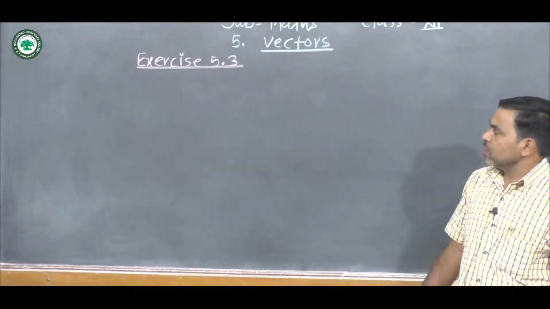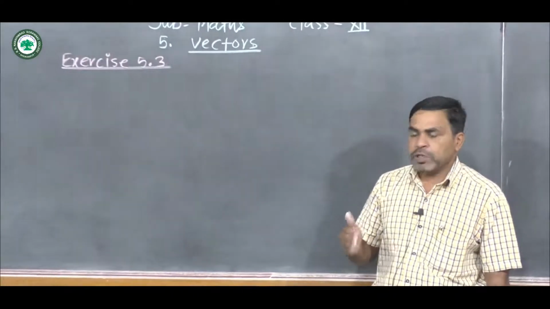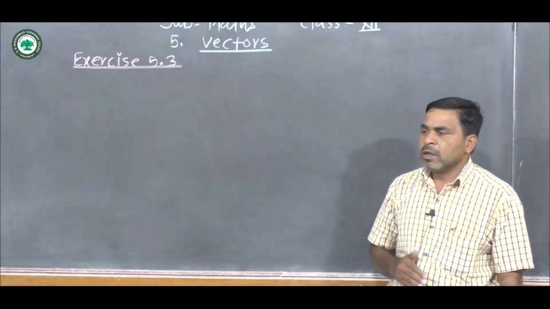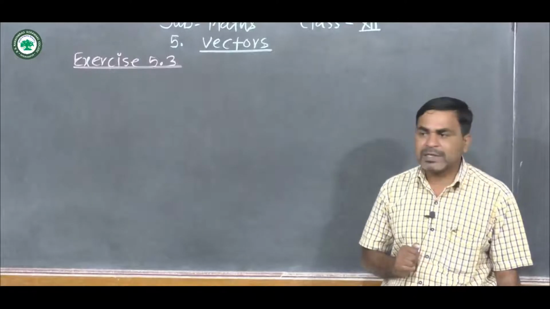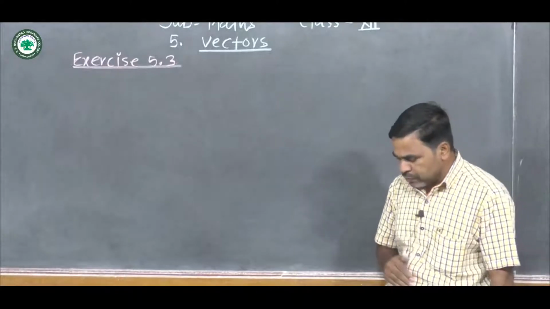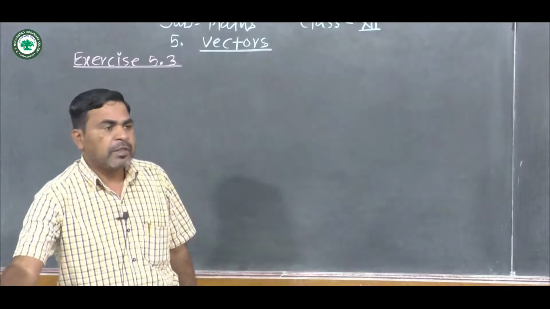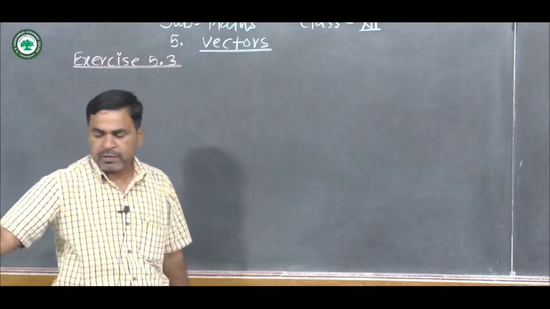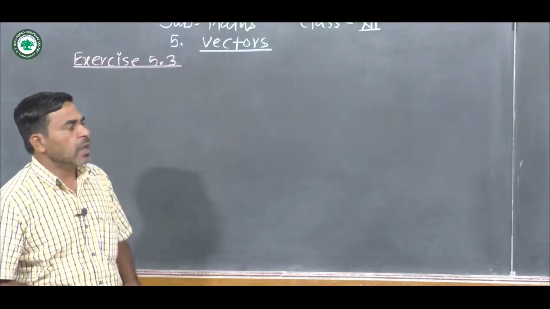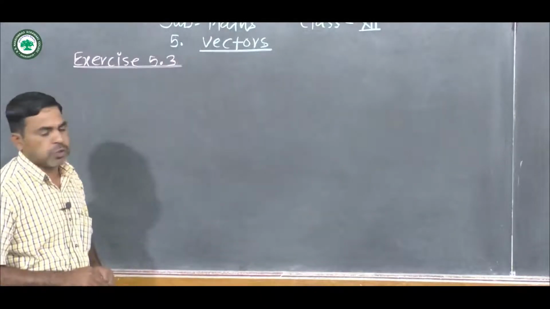In the previous lecture, we have seen projection of a vector on another vector, in which we have studied scalar projection and vector projection. Also, we have seen the direction angles of a vector, then direction ratios of a vector, and then direction cosines of a vector. Also, we have seen the relation between direction ratios and direction cosines.